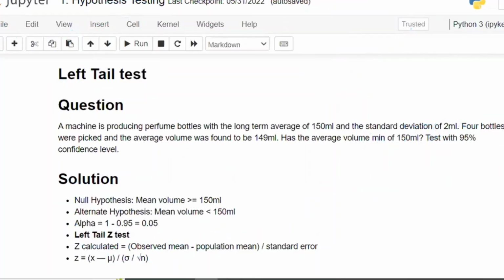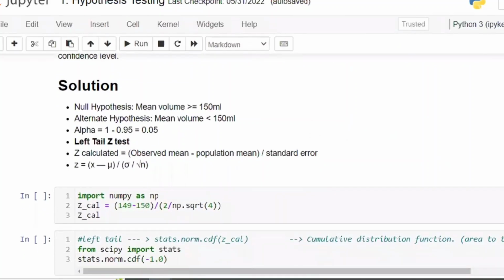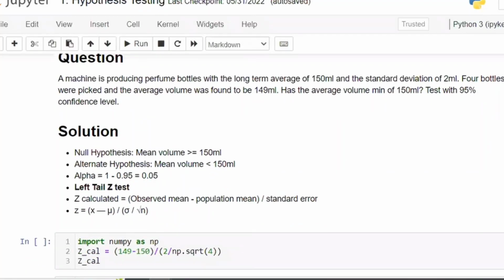Now, the null hypothesis is mu is greater than or equal to 150. Mu is less than 150 is the alternate. Alpha is equal to... in the given question, alpha was not given. It says test with 95% confidence. 95% confidence means an error of 5%, that is 1 minus 0.95, so alpha is equal to 0.05.